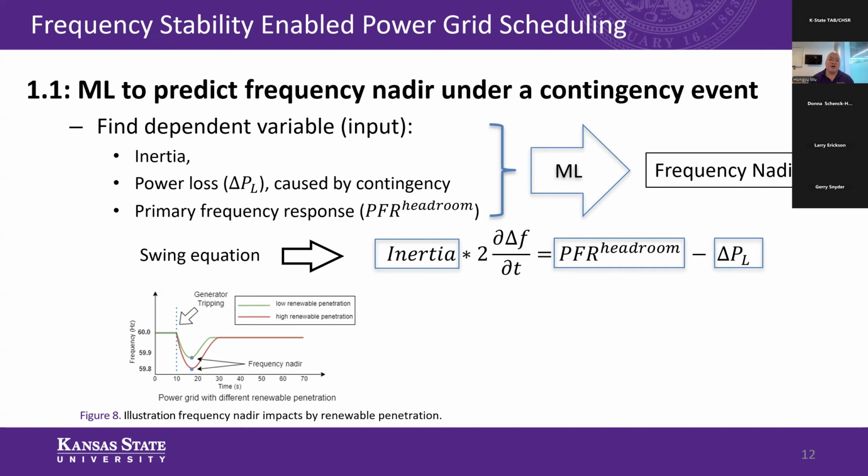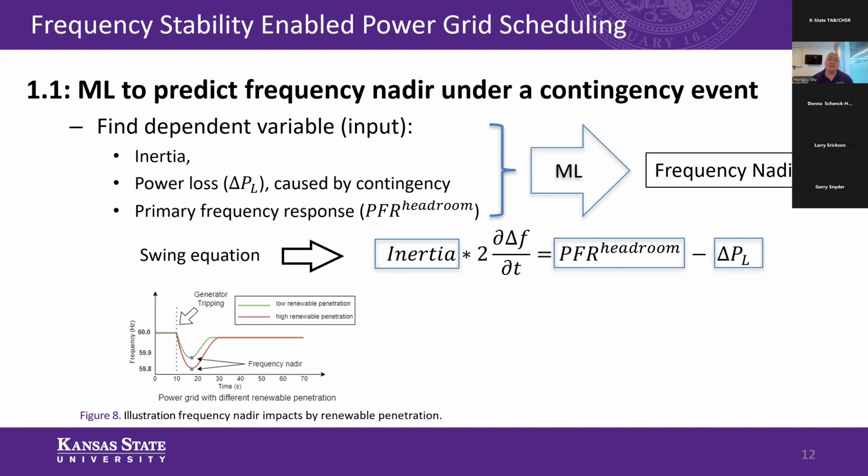The second is the power loss. This represents the sudden loss of power due to generator trips or large load shedding events. It is a critical indicator of disturbance magnitude. The last variable we identify is primary frequency response headroom. This is the available capacity from online generators to provide immediate corrective action to restore frequency. That quantifies how much frequency support the system can deploy instantly after a disturbance.